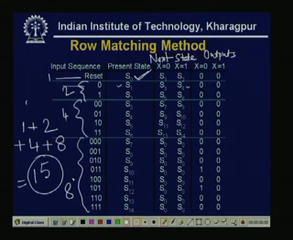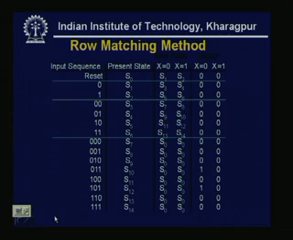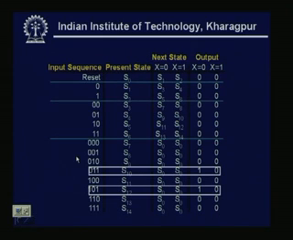That means this is the table that shows, for all possible input sequences, what the present state is, what the next state will be if a particular input arrives, and then what the output will be. So, this is my table. Now, we try to find out whether any rows match. That is why it is a row matching algorithm.